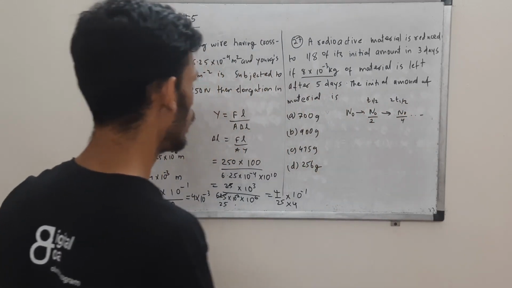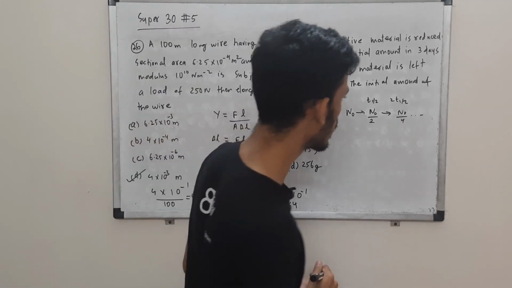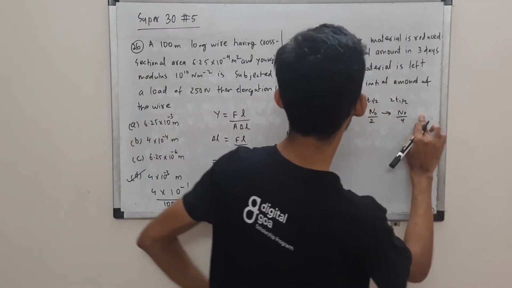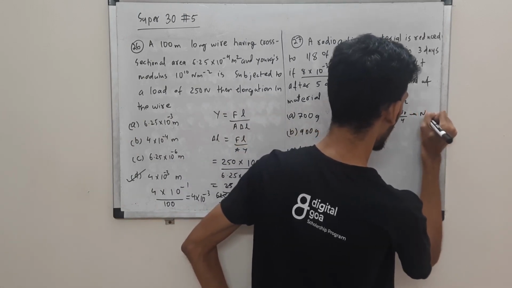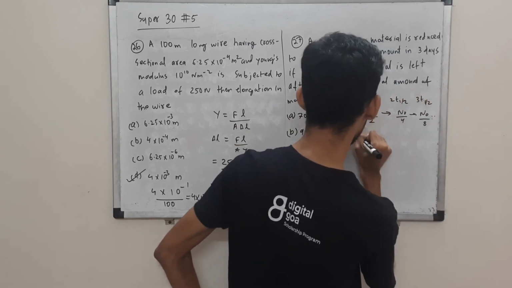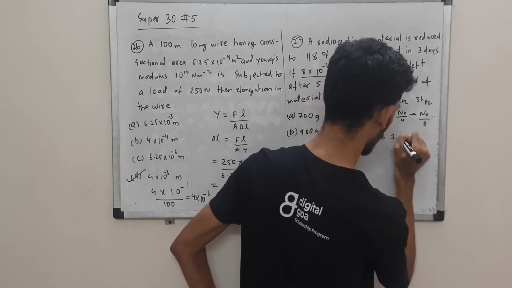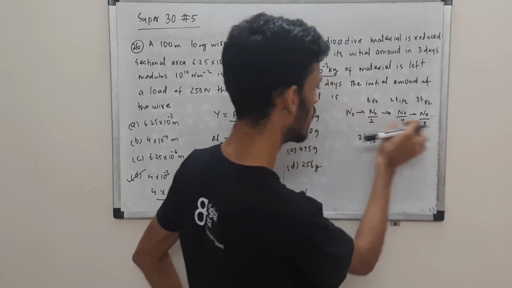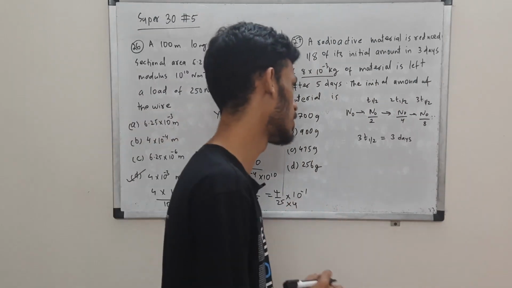So if you see over here, after 3 days, what is happening? After 3 days it is becoming 1/8. When does the concentration become 1/8? It becomes 1/8 after 3 half-lives. So 3 half-lives is basically 3 days, right? Because after 3 half-lives, the concentration, you can also use the radioactive law. I'm doing it smartly over here.